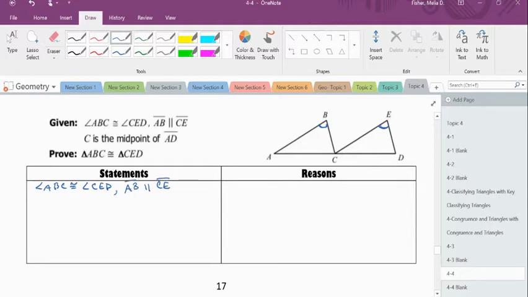So AB is parallel to CE. And one last thing, that C is the midpoint of AD. I want to leave plenty of room in my box here, so I'm going to leave that all on one line here. And that is given.